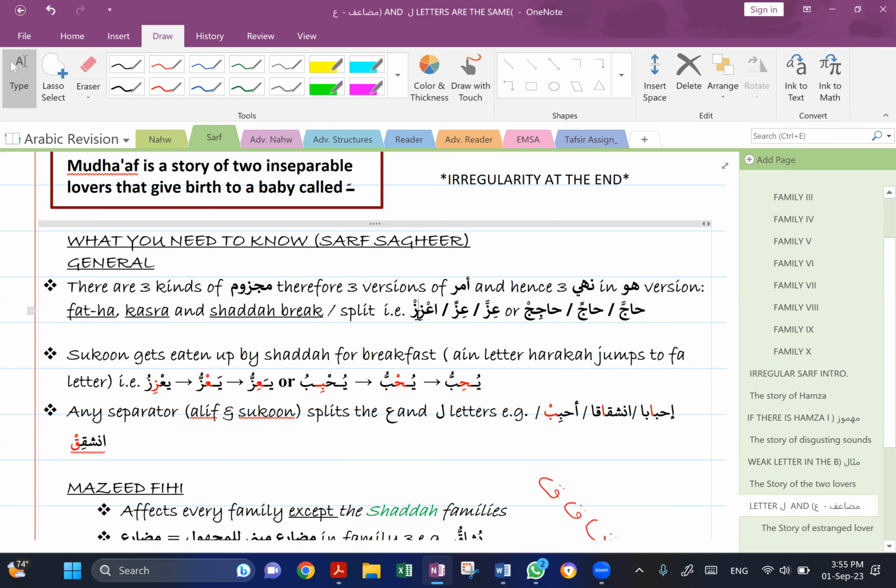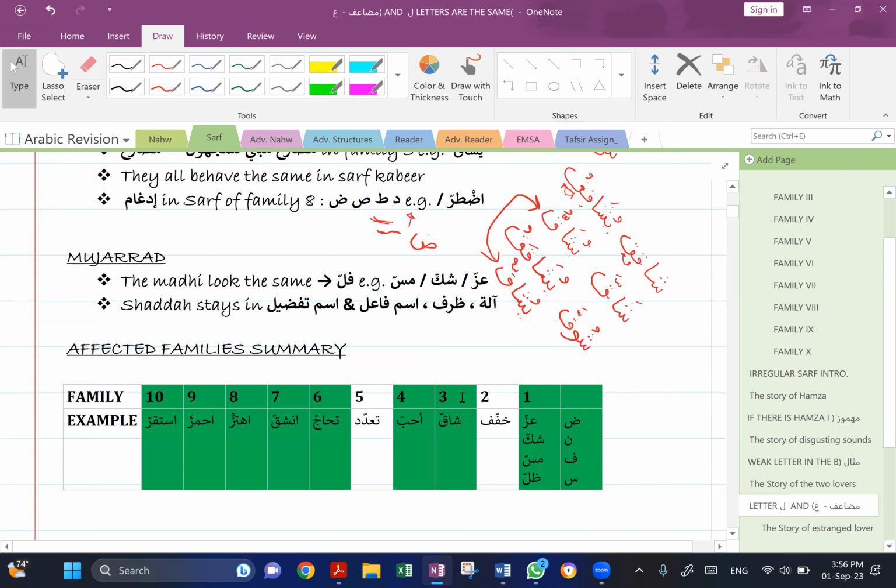So it's going to be ushkuk, for example. Shakka yashukku, the amr is going to be ushkuk here in this case. So just think of that shadda split and think about what the normal version looks like. If it looks like unsur, make it unsur. If it looks like aslim, then make it like aslim. So it's going to be, for example, ahbib. Yeah. So that's just a reminder there.